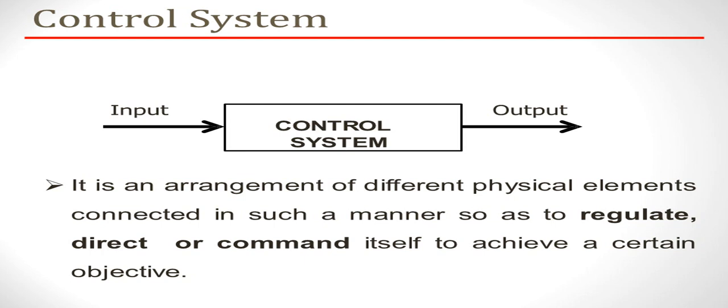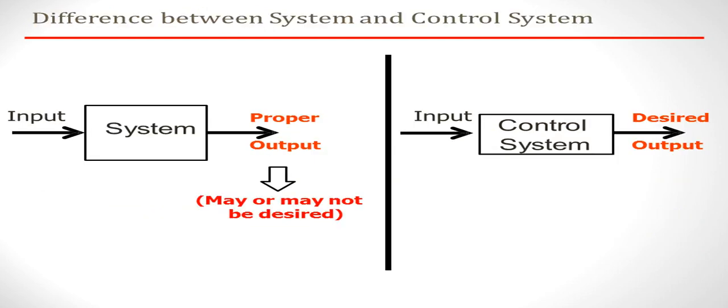Let us define the control system. So in this diagram you can see a control system which is driven by input and we get output from that. It is an arrangement of different physical elements connected in such a manner so as to regulate, direct or command itself to achieve a certain objective.